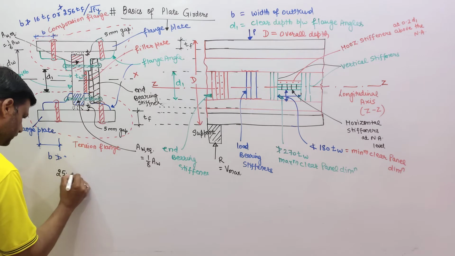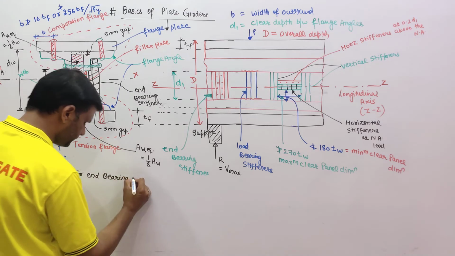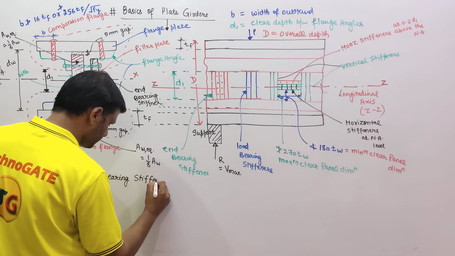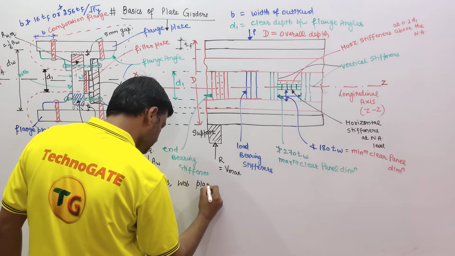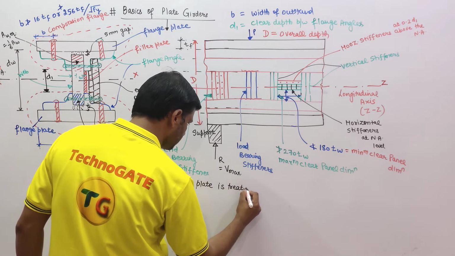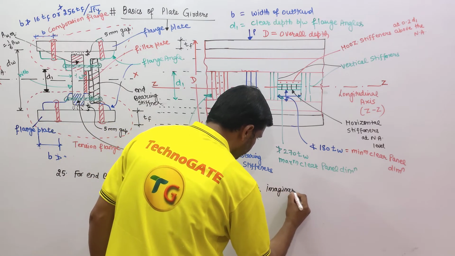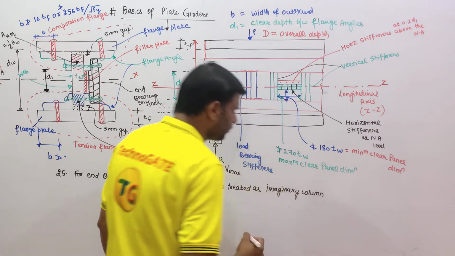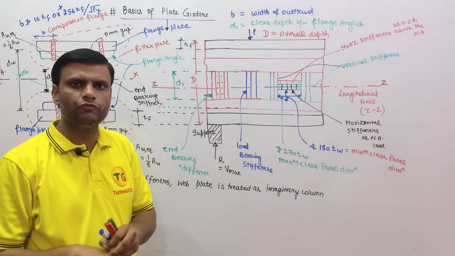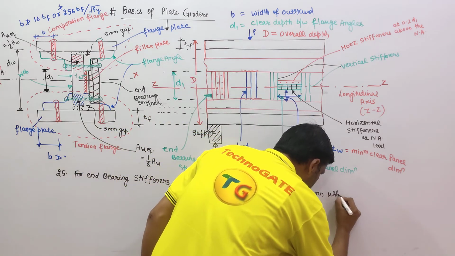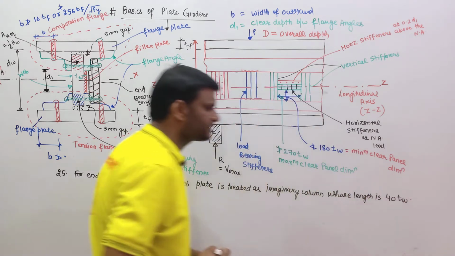Point number 25: for end bearing stiffeners, the web plate is treated as an imaginary column whose length, if I am talking about d1, is taken equal to 40 times tw. That is a very important point.